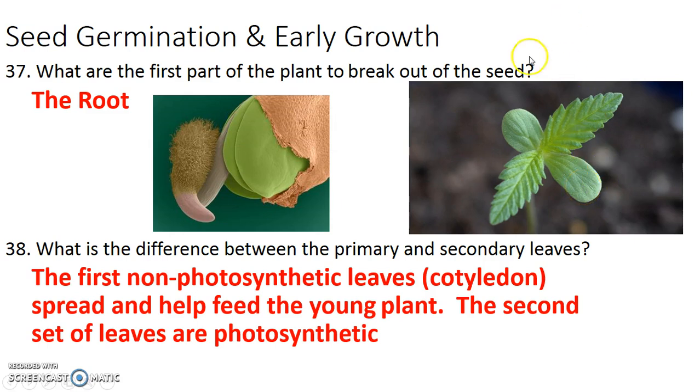The second set of leaves that emerge from a germinated seedling, those are the first photosynthetic leaves. These cotyledons, these first set of leaves, don't photosynthesize at all. Only the second leaves do. That's why these look different than these. The cotyledons just feed the embryo and allow the secondary leaves to emerge and actually start feeding the plant through photosynthesis.